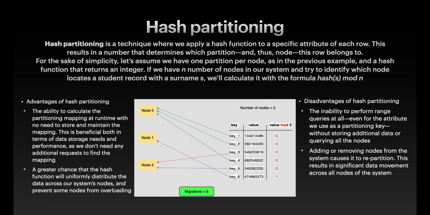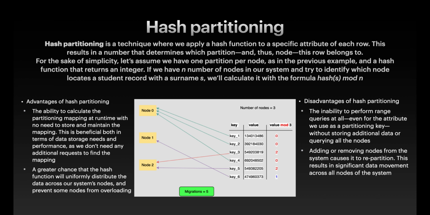Advantages of hash partitioning: the ability to calculate the partitioning mapping at runtime, with no need to store and maintain the mapping. This is beneficial both in terms of data storage needs and performance, as we don't need any additional requests to find the mapping. A greater chance that the hash function will uniformly distribute the data across our system's nodes and prevent some nodes from overloading.